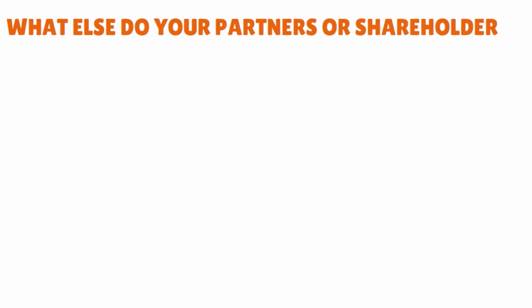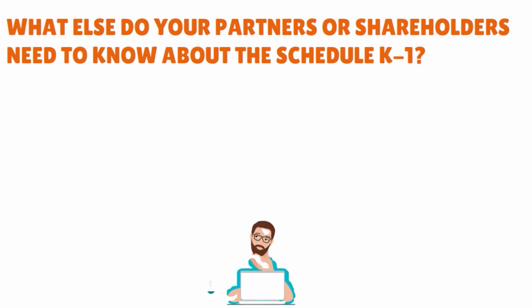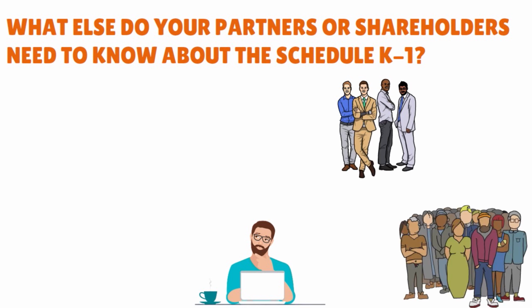Now, what else do partners or shareholders need to know about the Schedule K-1? I've spoken a lot about all the things you need to know. Let's now wrap up today's show and talk about a few other things. You don't want your partners or shareholders to be confused when they get their Schedule K-1s, especially if this is their first one. So here are a few important things to tell them. Number 1, it is okay if some sections are empty. You don't have to fill out the whole form. It's fine.